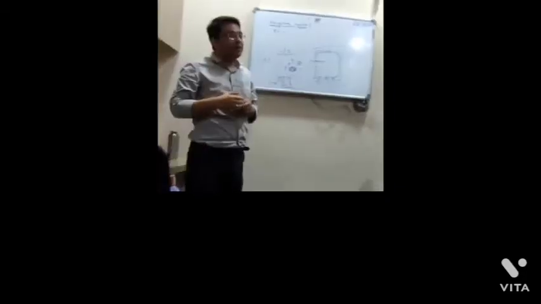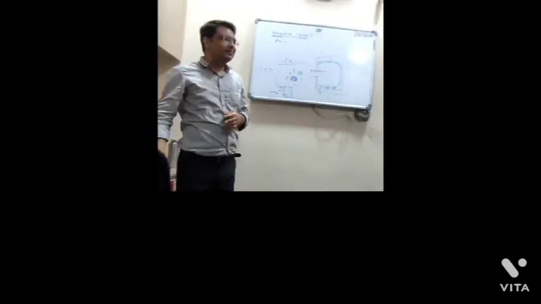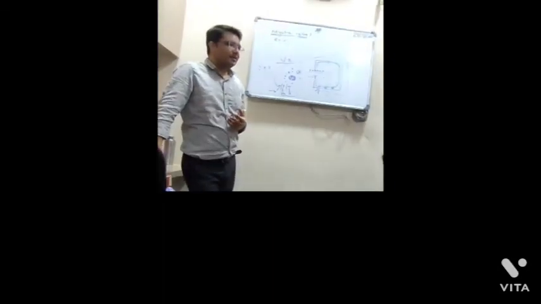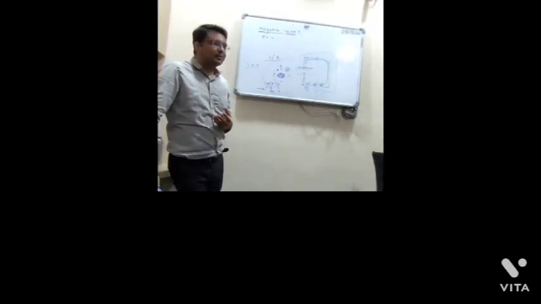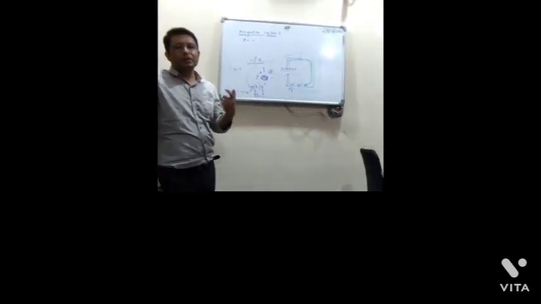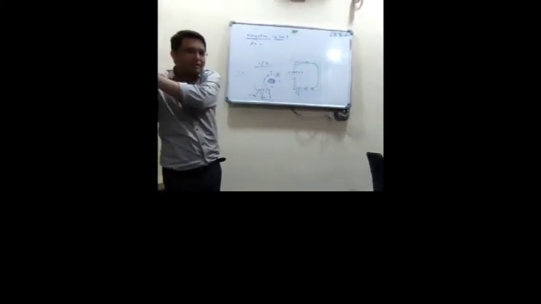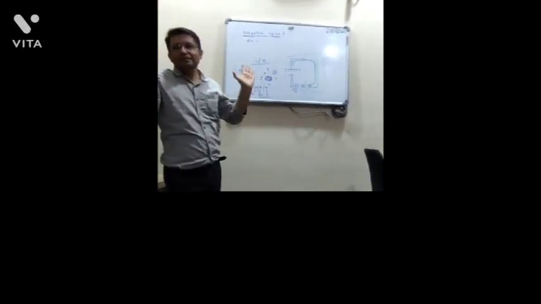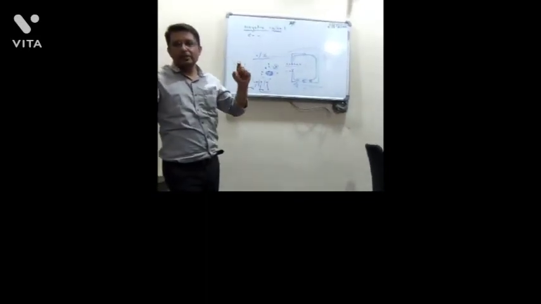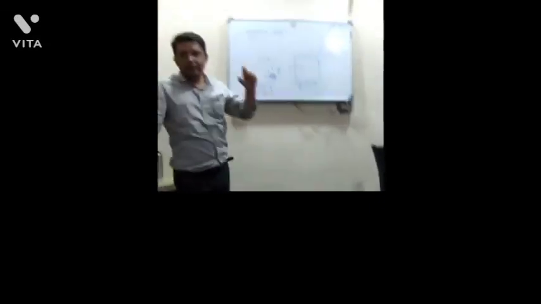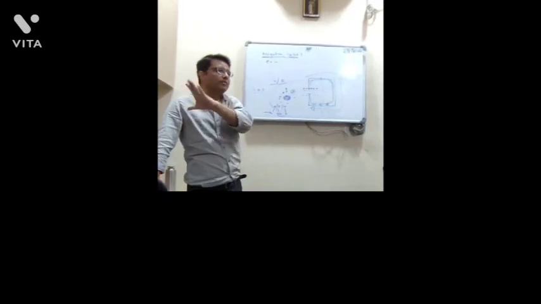So what is the direction of current? It will be opposite to the direction of the electrons. Direction of flow of current is opposite to the direction of flow of electron. If electron moves like this, current will move like this. Simple, reverse direction. Clear?